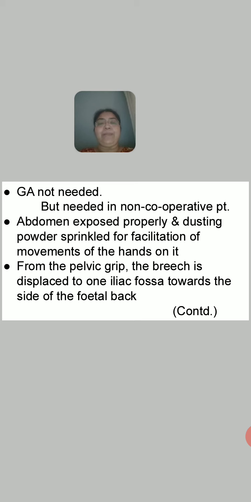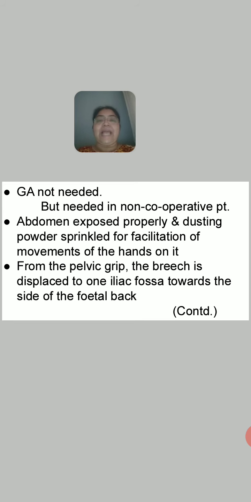From the pelvic grip, the breech is displaced to one iliac fossa. Which iliac fossa? Towards the side of the fetal back, because the breech is in the pelvis. So hold the breech from the pelvis and displace it towards one iliac fossa. On which side will you displace it? Towards the side of the fetal back.